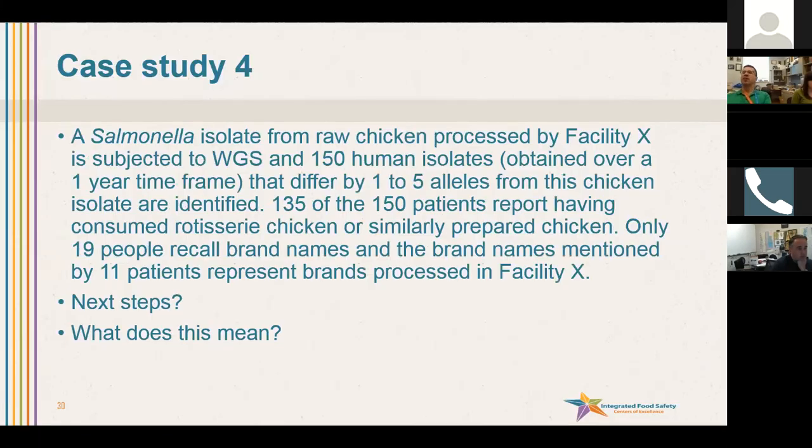Now let's move to another commodity. So you see we move pathogens and commodities. Now we think about a larger outbreak. We have a Salmonella isolate from raw chicken processed in facility X, subjected to whole genome sequencing.